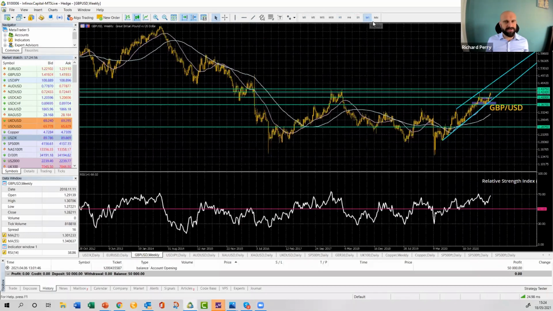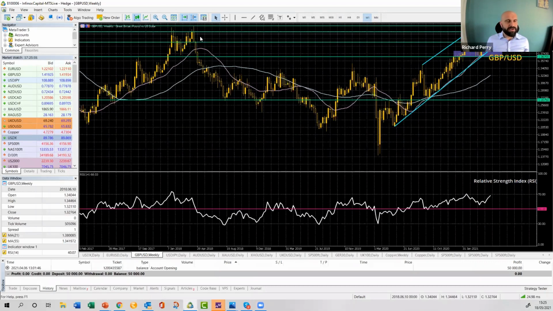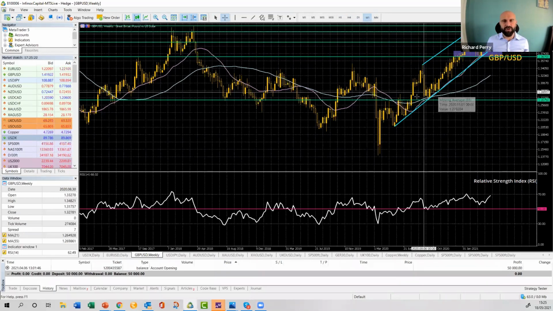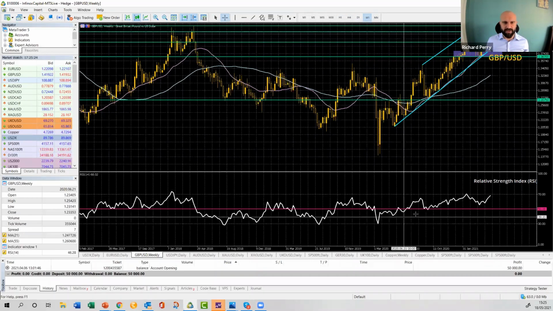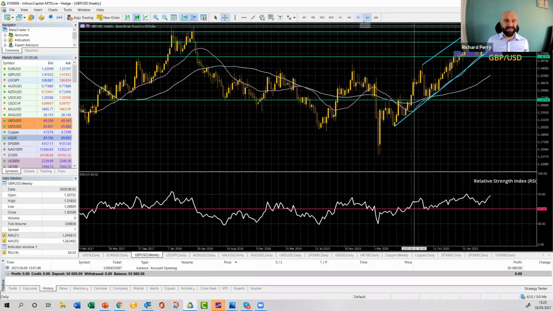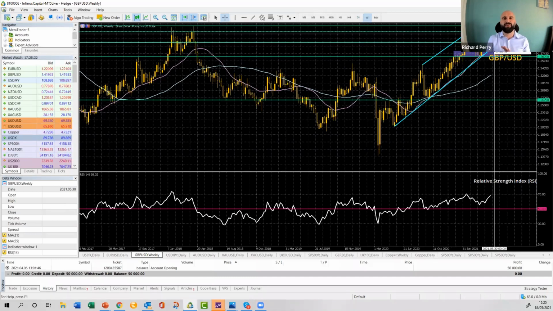Where could we go if we break out above that? Well, just zoom in one level here. You can see that the reaction high that we got back from 2018 was 1.4375. So that would be your next basis of resistance. But looking longer term, and as this year goes on, you can see the strength of this uptrend channel and the strength of the momentum. It certainly looks as though any weakness in cable is a chance to buy. I think 1.40 is a great level now.